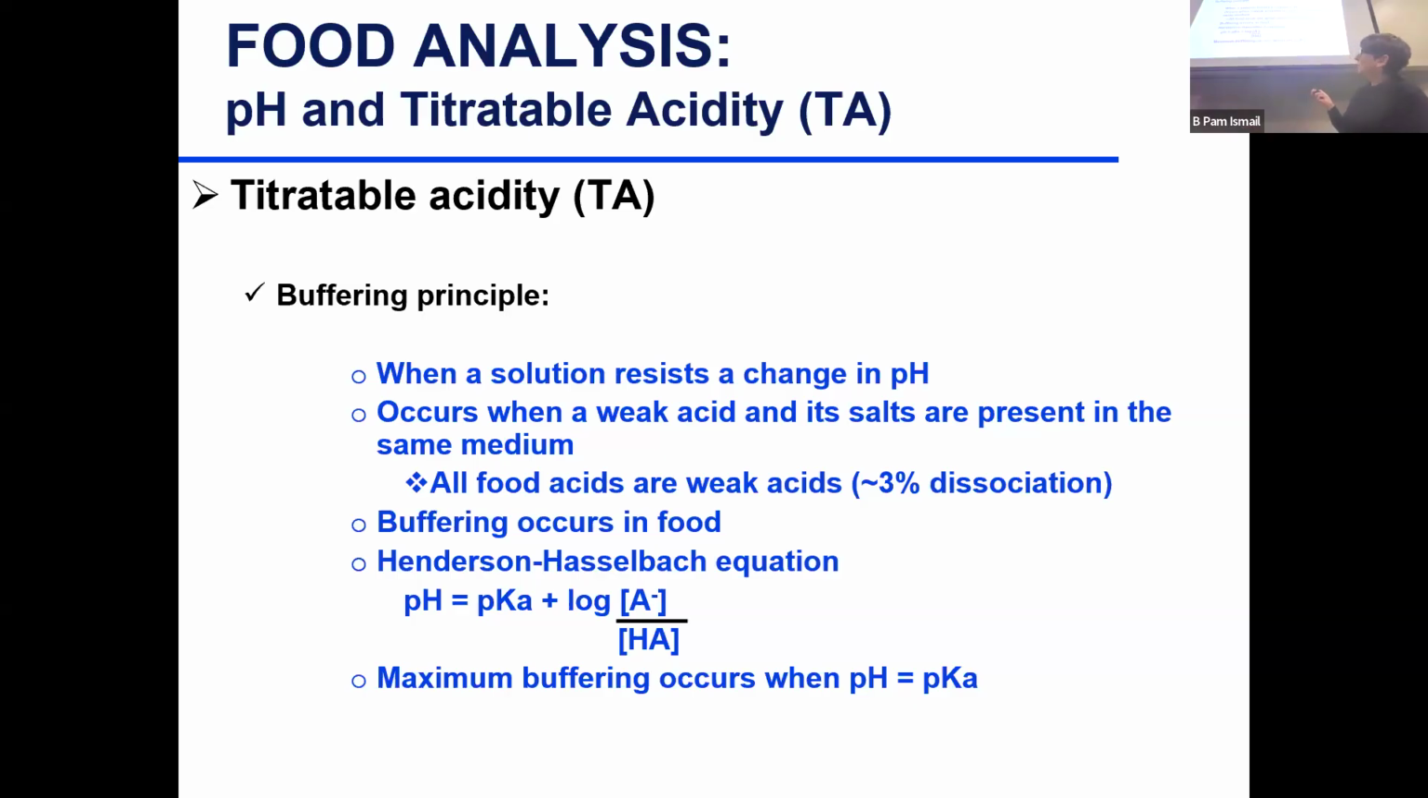So when the conjugate base concentration equals the acid concentration, then the ratio will be 1. Log of 1 is 0, and then pH equals pKa. This is just a reminder that all food acids are weak acids, they're organic acids, they have low dissociation, and therefore they have this buffering capacity. All right.